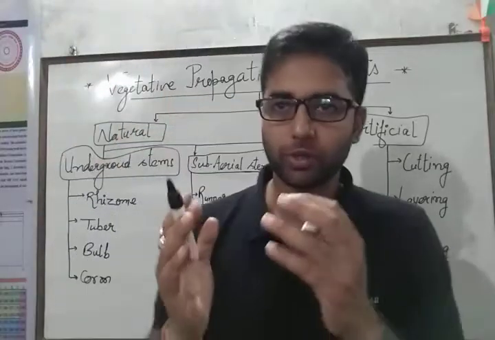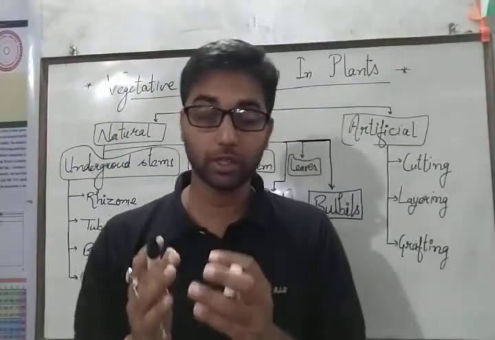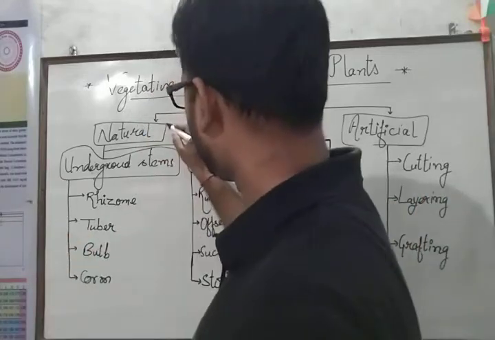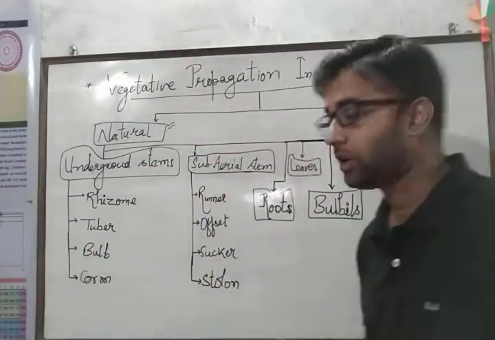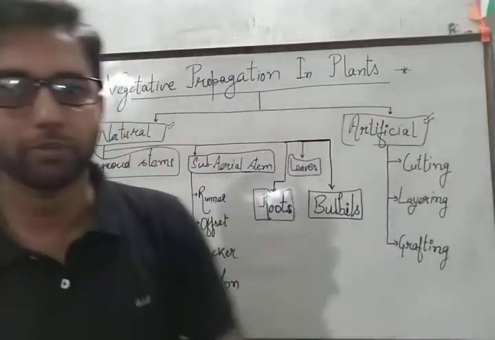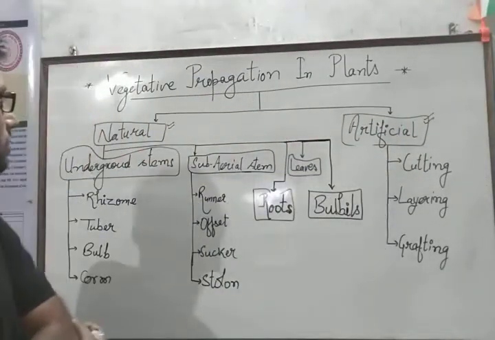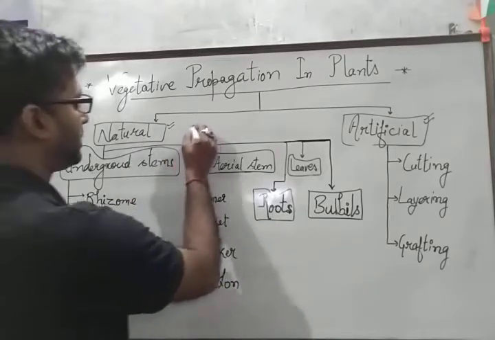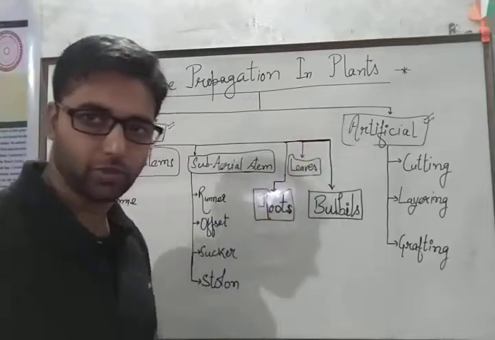Further, vegetative propagation or vegetative reproduction is broadly classified into two types: natural vegetative propagation or artificial vegetative propagation. So what are the two types of vegetative propagation? These are broadly classified into natural and artificial.